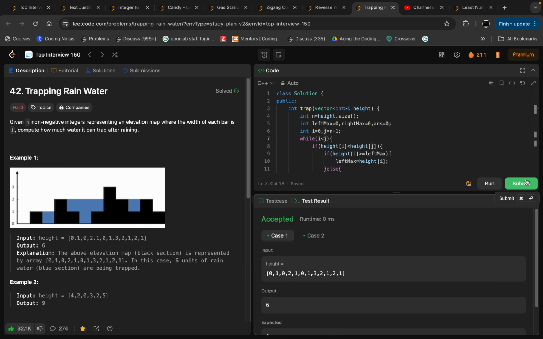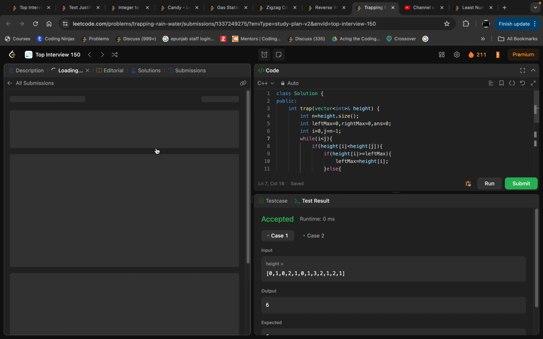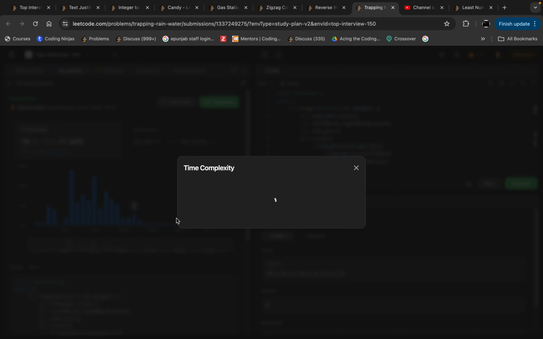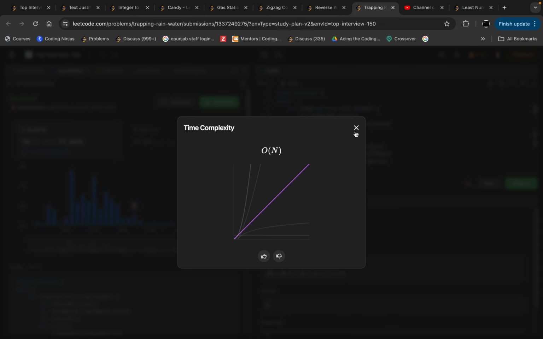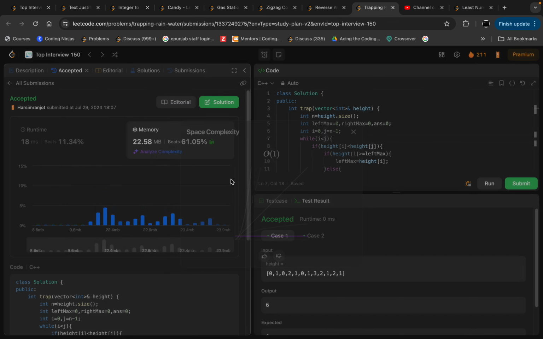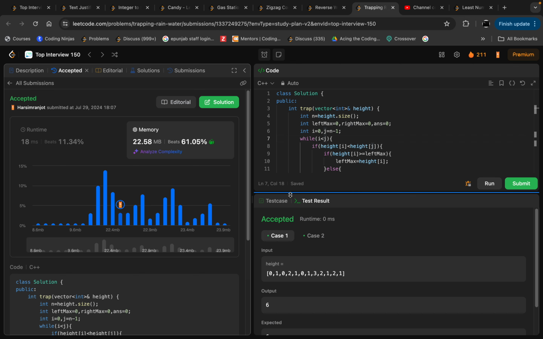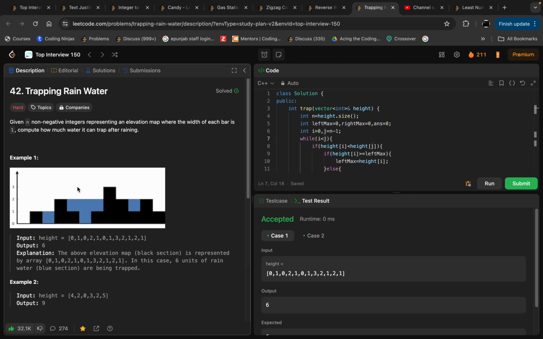and it's working fine. Let's submit it. And the time complexity of this solution turns out to be big O of n, and the space complexity is big O of 1. And this is the most optimal solution for this question, and that's what I can say.